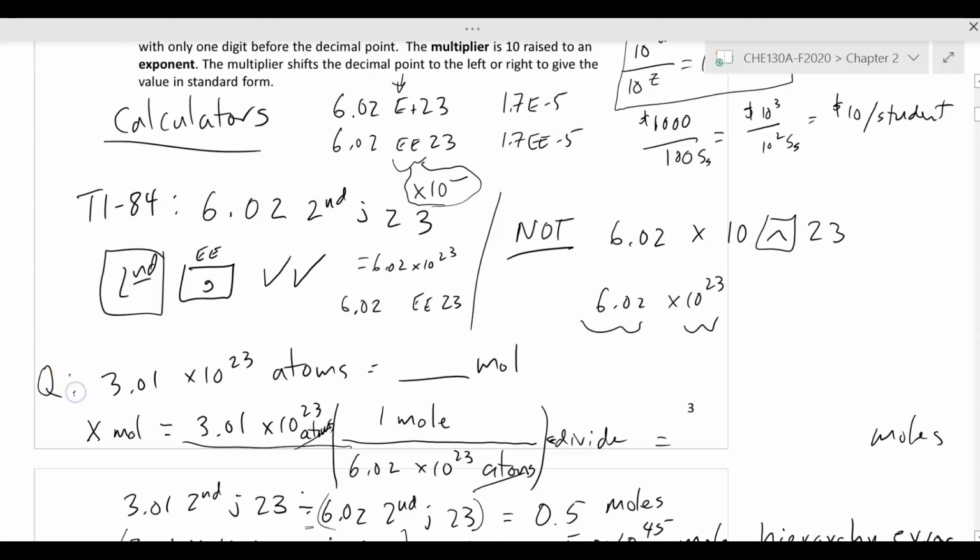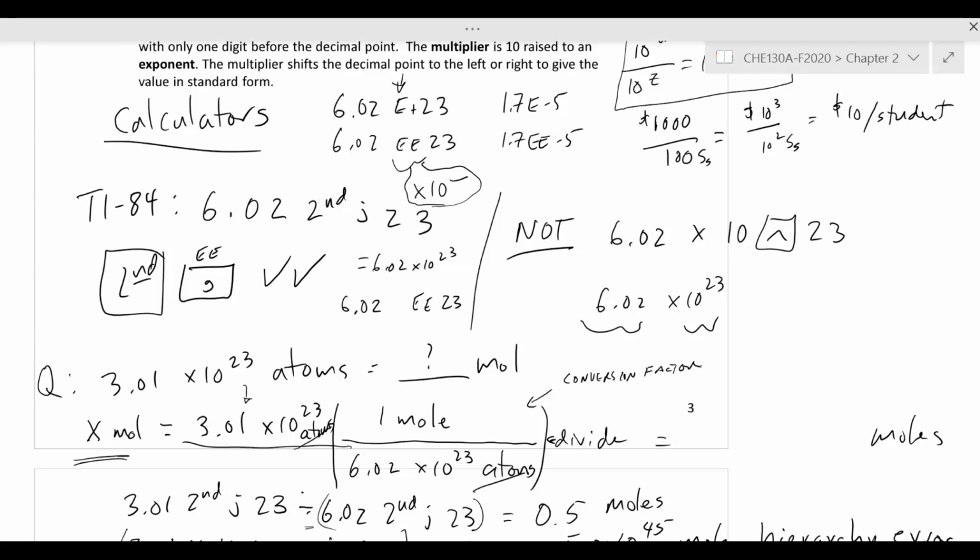So here's a question. If I have 3.01 times 10 to the 23rd atoms, how many moles is that? To tackle this problem, I set up what I'm looking for as x moles, and then I set that equal to the information I'm given, the 3.01 times 10 to the 23rd atoms, and then I create this conversion factor here. That's based on Avogadro's number, that basically 1 mole divided by 6.02 times 10 to the 23rd atoms is conceptually equal to 1. 1 mole is the same thing as 6.02 times 10 to the 23rd atoms.